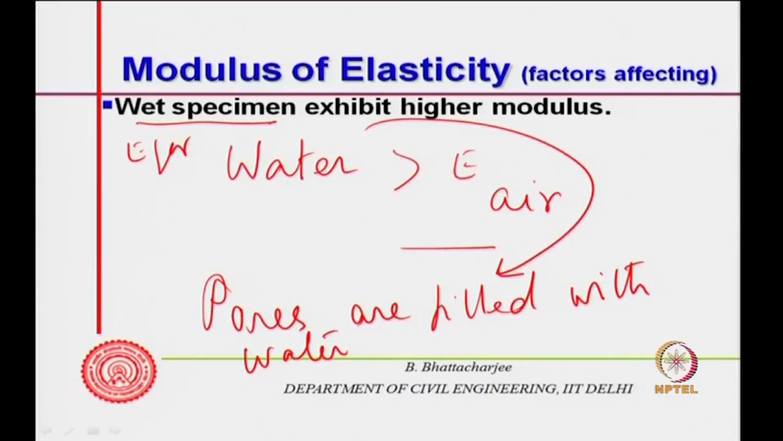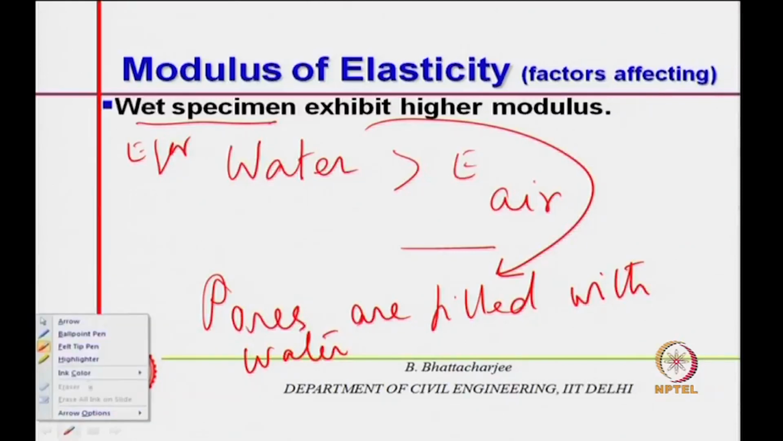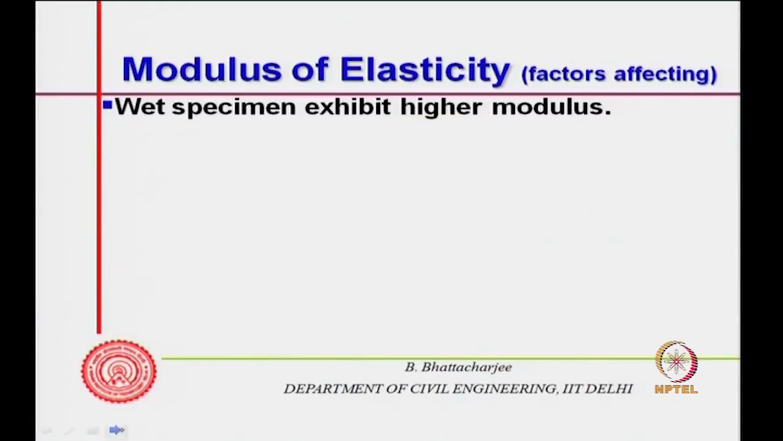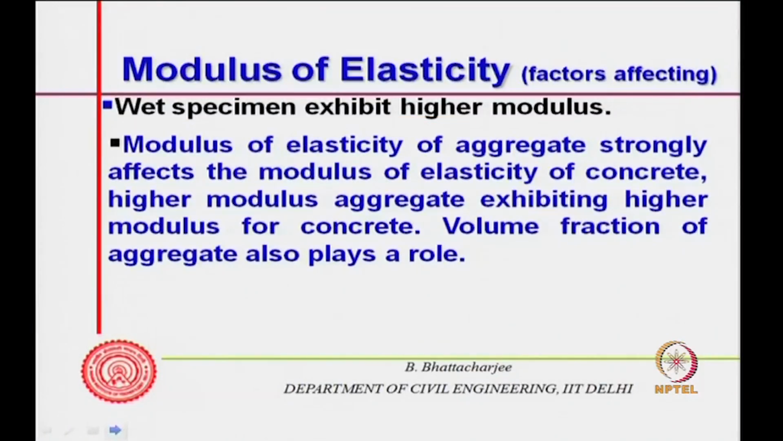They replace the air. So, therefore, modulus of elasticity is likely to be higher, because now the pores are filled up with water instead of air. Modulus of elasticity of aggregate strongly affects the modulus of elasticity of concrete. Higher modulus aggregate exhibits higher modulus of concrete; volume fraction of aggregate will also play a role.